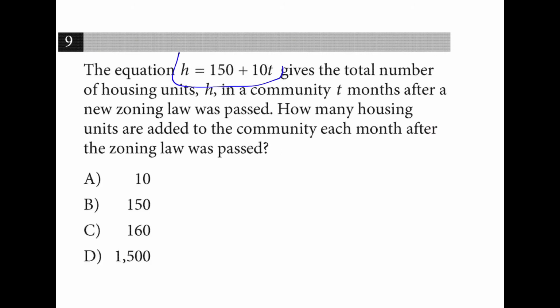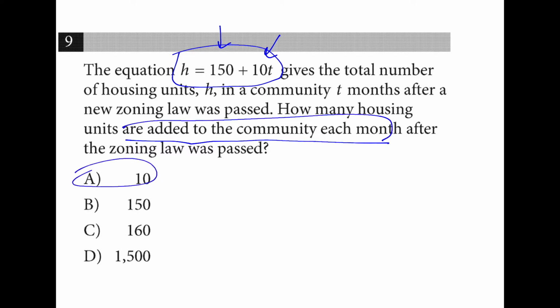This is my equation here. You'll notice that 150 is like the initial or starting value, and we are increasing by 10 each month. So how many are added to the community each month? That's the slope, 10.